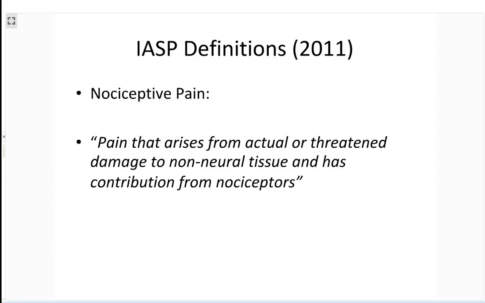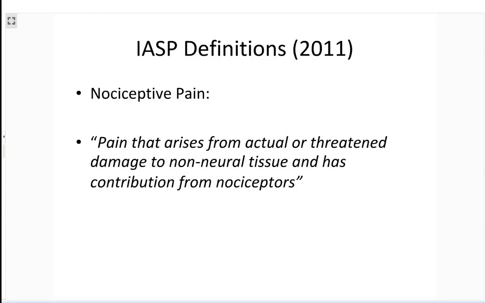Nociceptive pain, as defined in 2011, is pain that arises from actual or threatened damage to non-neural tissue and has contribution from nociceptors. Again, this idea that there can be actual tissue damage or even the threat of tissue damage is enough to cause a pain experience, or to send these signals of danger up to the brain and then possibly contribute to a pain experience.